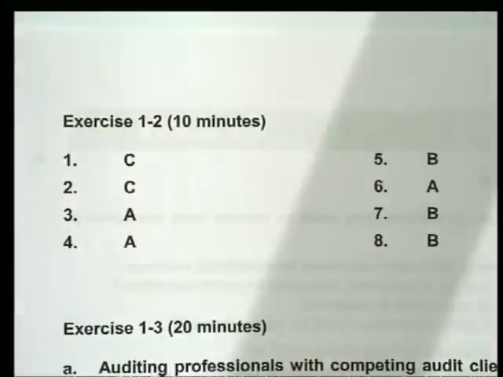All right? So, the next one I want to look at is exercise 1-7, correct? Okay. All right, exercise 1-7, let's take a look. This is just matching, okay?